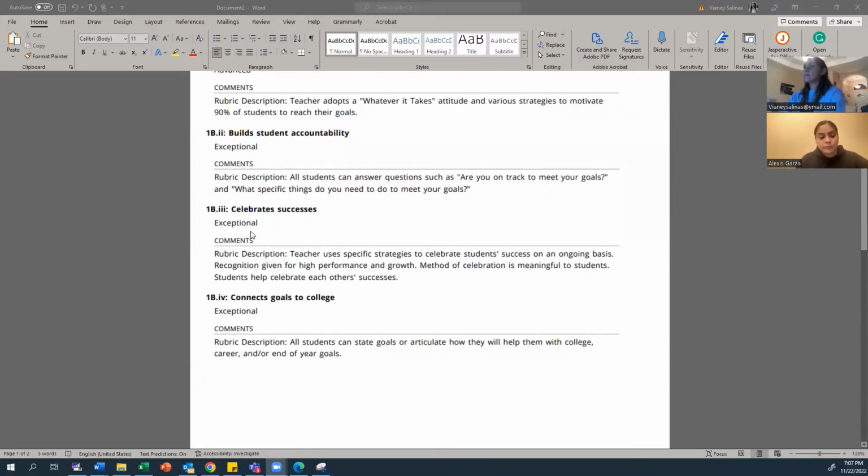You also scored exceptional on celebrate successes. A teacher uses specific strategies to celebrate student success on an ongoing basis, recognition given for high performance growth. So the celebration, again, is something that you can see from the moment that you're there. I saw that your thermometer charts were up. You were making celebrations for turning in their homework. It was very nice to see.